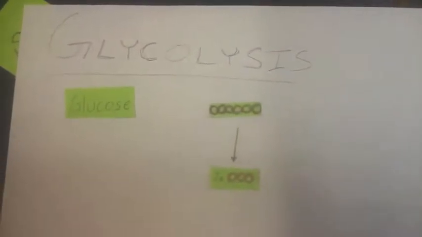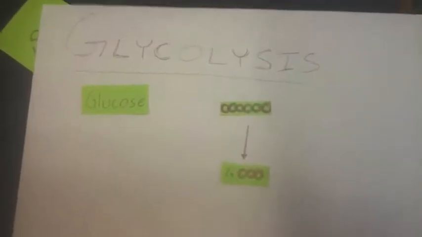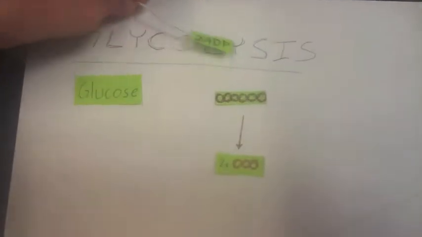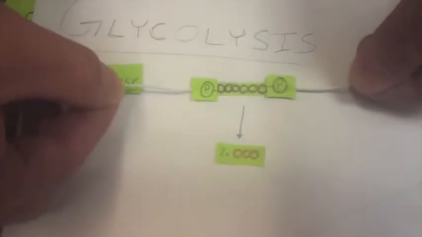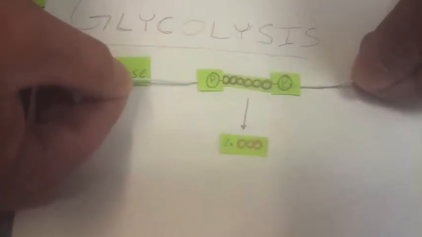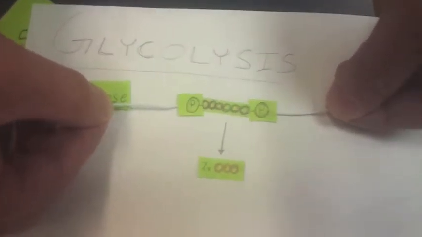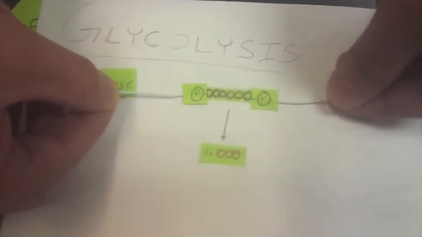Alright, starting with the glucose molecule, this is the energy investment phase. 2 ATPs come in and convert into 2 ADP, and the 2 phosphorus attach. Next, we enter the energy harvest phase, which then breaks down into PGAL.